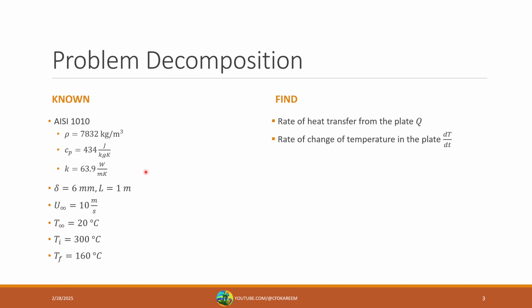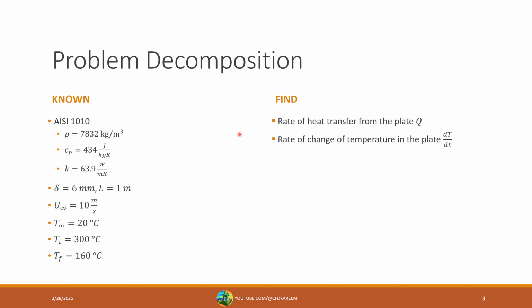So decomposing the problem, what is known about the problem? We know the material properties of AISI 1010, and we're just going to assume those properties at the film temperature. We know the difference between our ambient and our temperature of the plates as they're coming out of that heat treatment process. We're also given the dimensions of the plate, so we know that they're 6 millimeters thick and they have a length on each side of 1 meter. We're given our free stream velocity of 10 meters per second, our free stream temperature of 20 degrees Celsius, our initial plate temperature of 300 degrees C, and we can also calculate here our film temperature of 160 degrees C.